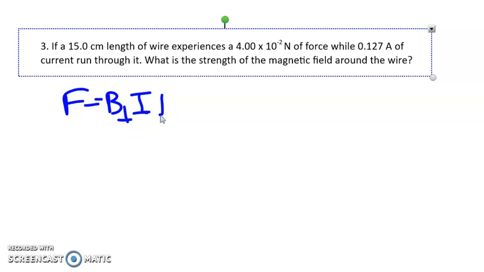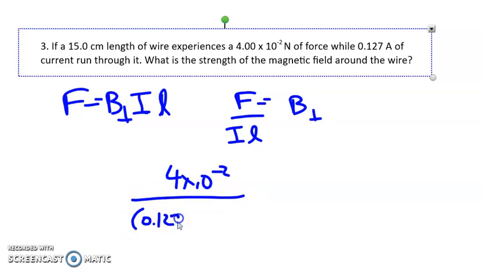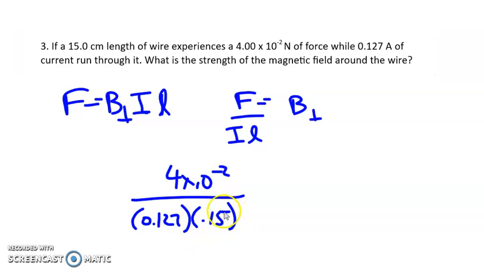BIL, and really what we're just looking for is the B. So you're going to divide both sides by the current and the length. When you plug in the numbers, 2 times 10 to the negative 2 divided by 0.7 and the 0.15, which is the length of the wire in meters. Note that that was centimeters there. Altogether, you get to 2.10 Teslas of strength.